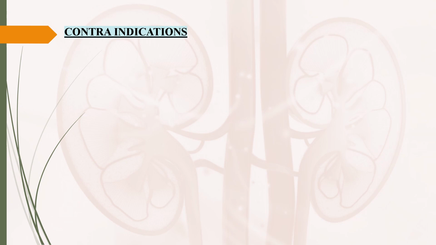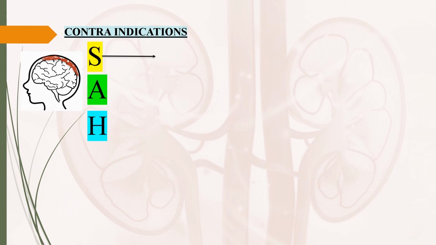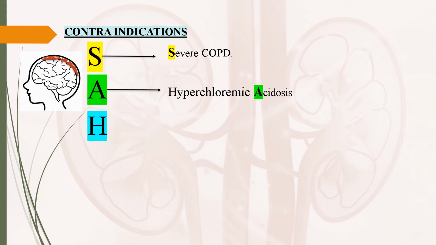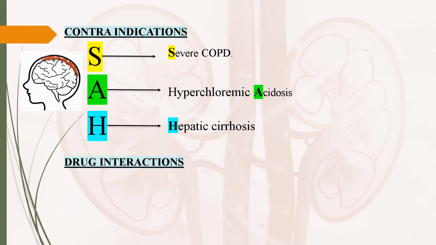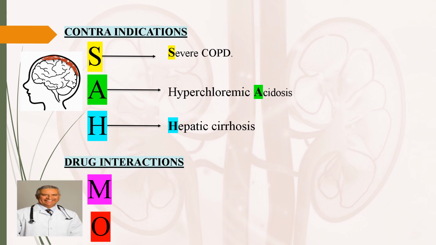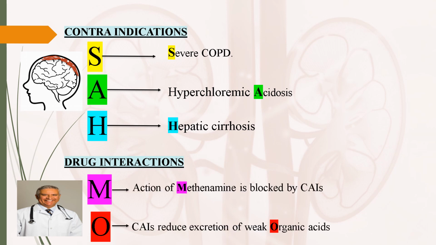Coming to contraindications, you can remember them with a mnemonic SAH, where S stands for severe COPD, A stands for hyperchloremic acidosis, H stands for hepatic cirrhosis. Coming to drug interactions, you can remember them with a mnemonic MO, where M stands for methenamine and O stands for organic acids. Carbonic anhydrase inhibitors block the action of methenamine and reduce the excretion of weak organic acids.